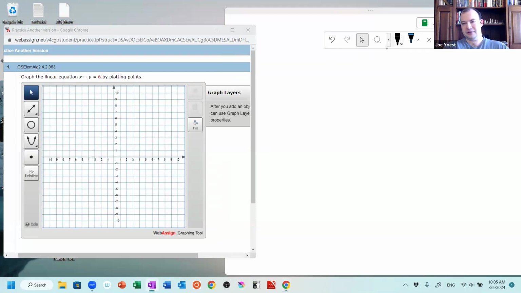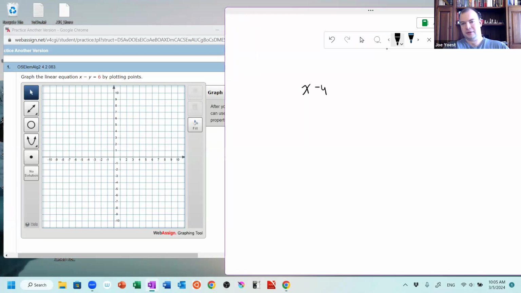So over here, I want to graph x minus y equals 6. If x equals 0, then I have negative y equals 6, so y has to be minus 6. If y is 0, I have just x equals 6. And if x is, let's say, maybe 2, then what do I have? 2 minus y equals 6. If I subtract 2 from both sides, negative y equals 4, or y equals -4.